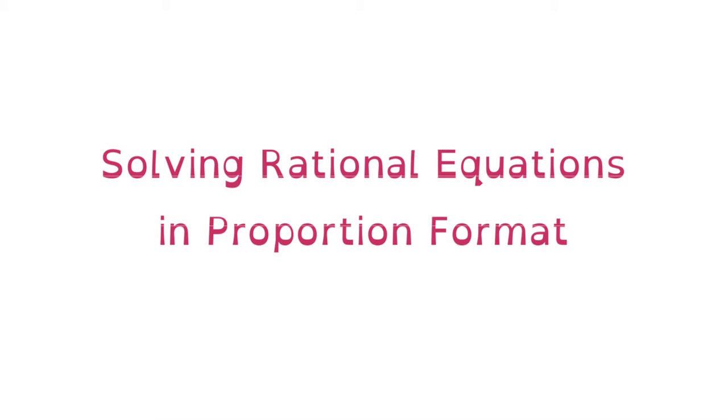Today we're going to talk about solving rational equations in the proportion format. This is when we have a fraction equal to a fraction. This is going to seem very familiar, and this is the one opportunity where we do get to cross multiply. If we have a plus or minus sign, make sure that we don't try to do this. This is only when it's set up like a proportion.